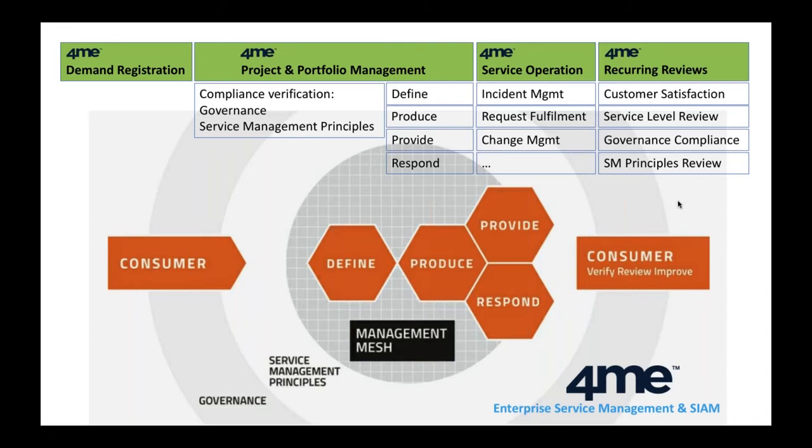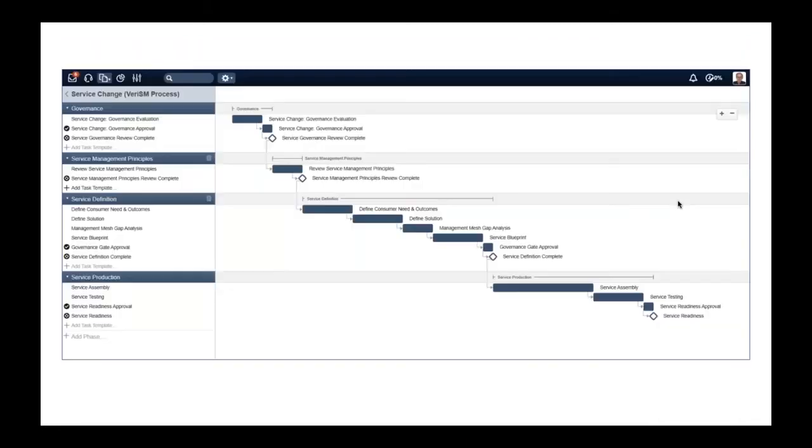And finally, there's a number of recurring reviews automatically available that will allow you to measure customer satisfaction. We'll do your service level reviews. We'll do a yearly compliancy check on your governance. Review the service management principles every 6 months or 12 months or whatever works for your organization. So this is basically how the different areas in For Me map to the different parts of VeriSM.